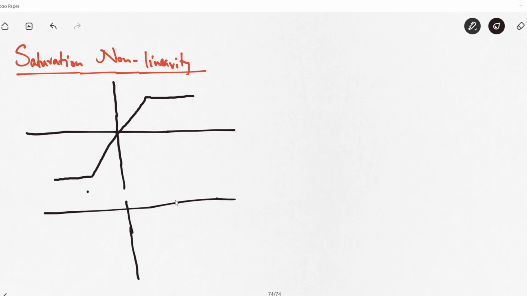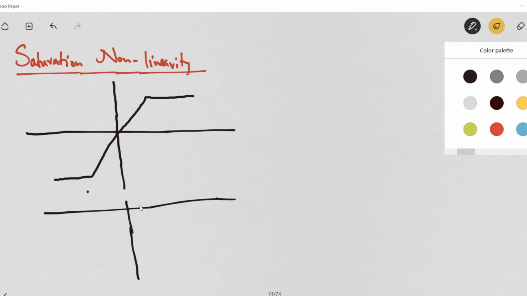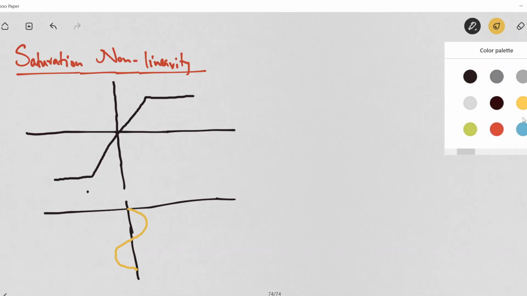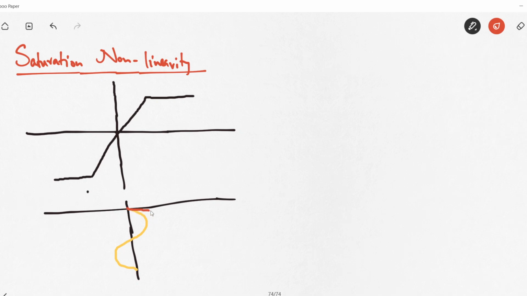Now we can have two different cases here. One case can be where this input magnitude is somewhat like this, and another case will be where the input magnitude x will be somewhat like this.